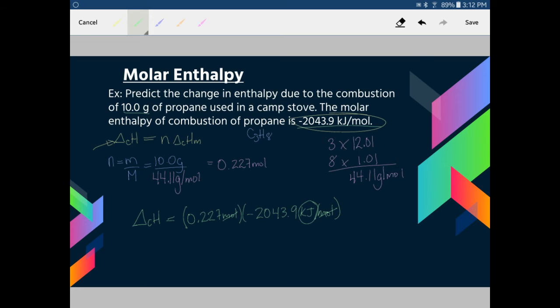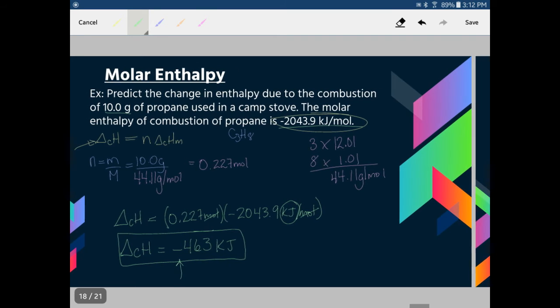Now when I go to solve this and simplify this, I get that my change in enthalpy of combustion, once I plug this in my calculator, is equal to negative 463 kilojoules. So what this is telling me is that for this reaction of 10 grams of propane, because I have less than 1 whole mole, it only equals 463 kilojoules that is being released. Now again, I'm saying it's being released because it is a negative sign, which means it's an exothermic reaction. Okay?